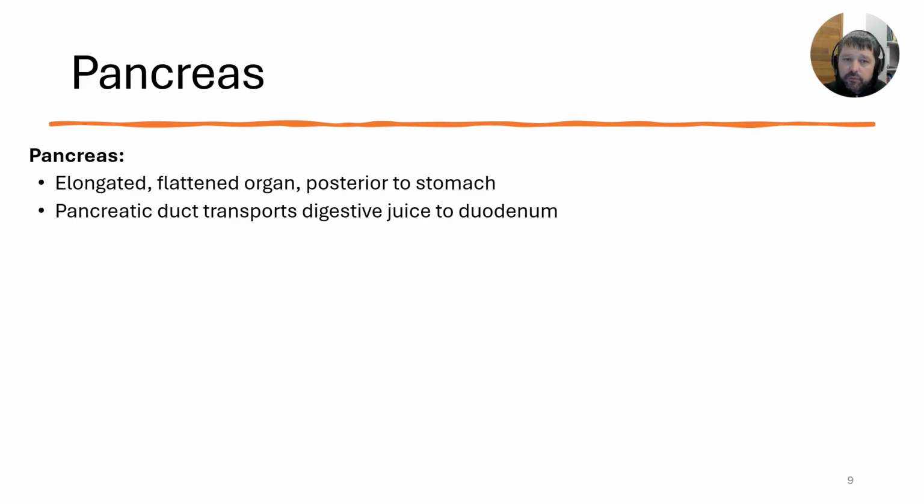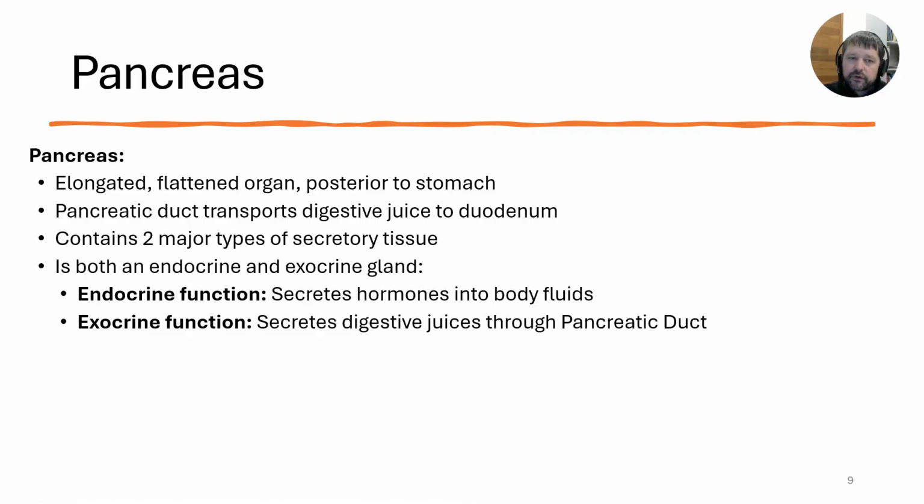Okay, so it will transport and deliver digestive juices to the duodenum. The duodenum is the region right when the stomach is dumping material into the intestine. You'll have digestive juices being dumped in from the pancreas. And we'll look at this and you'll see where I'm talking about if you're not familiar.